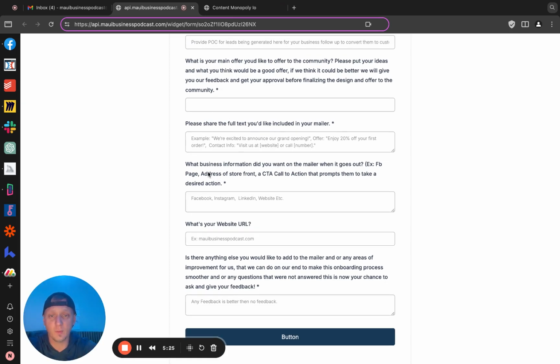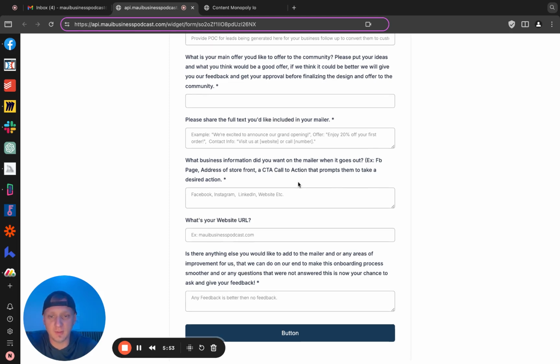What business information did you want on the mailer when it goes out? Page, address. So that's kind of what I went over right now. If you have a storefront, it's going to be important to have it on there. If you have some action that you want them to take and go somewhere or do something, if you're brick and mortar, like Maui Sweet Shop, she's one of our clients on this mailer, we need the address of that location so that we can put it on the mailer so people know where to go, right? You can't mail ice cream in the mail, unfortunately.